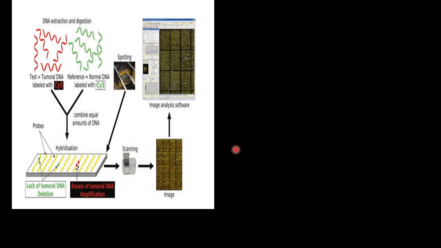You can see another figure. This is the tumor DNA. This is the normal DNA. You label them with different dyes, Cy5 and Cy3, and combine them in equal amounts. Then you are labeling them.